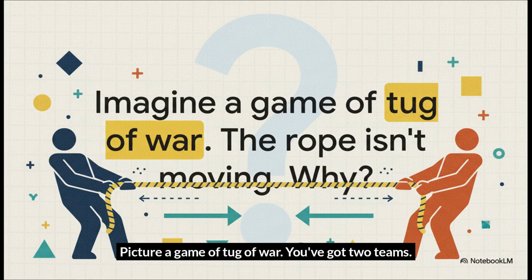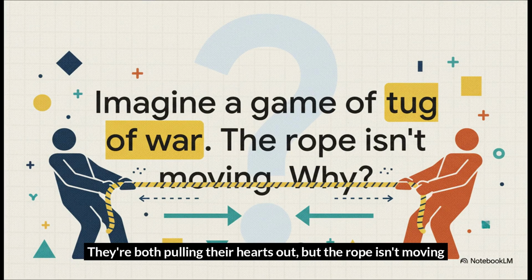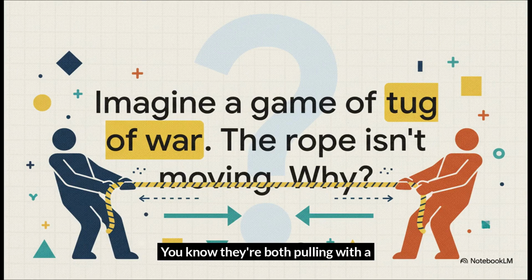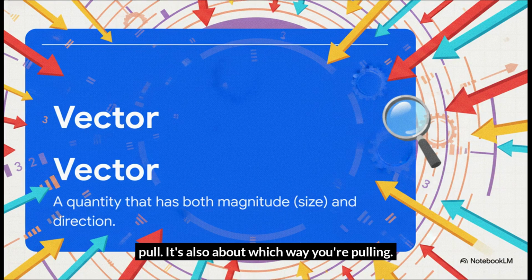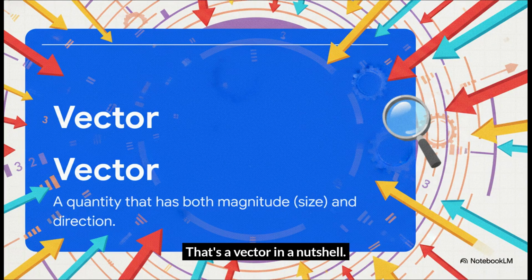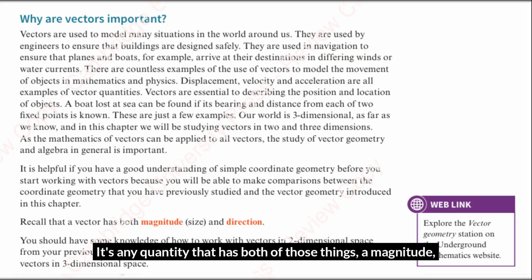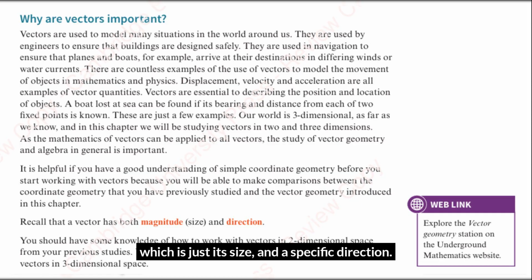Picture a game of tug of war. You've got two teams, they're both pulling their hearts out, but the rope isn't moving an inch. Why not? They're both pulling with a lot of force, so what's going on? Well, the secret lies in this idea of a vector. See, force is a vector. It's not just about how hard you pull, it's also about which way you're pulling. That's a vector in a nutshell. It's any quantity that has both of those things, a magnitude, which is just its size, and a specific direction.